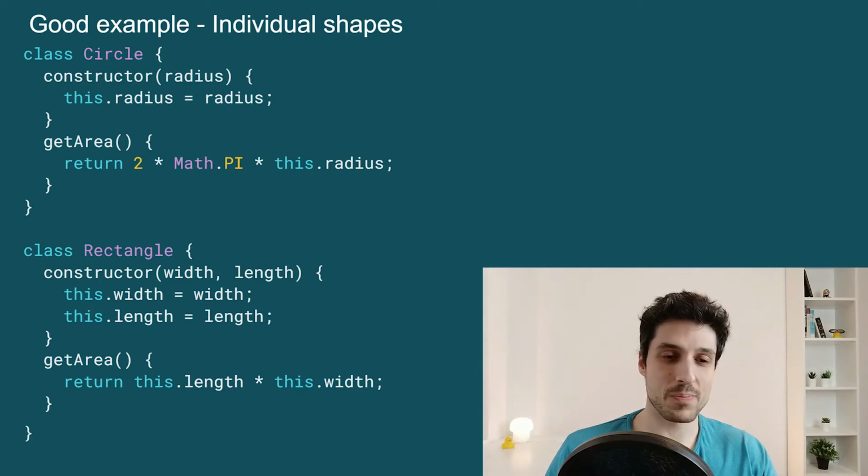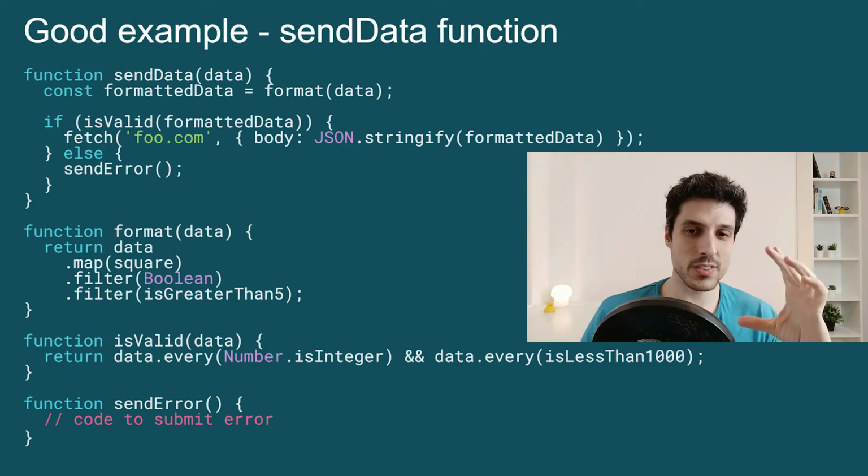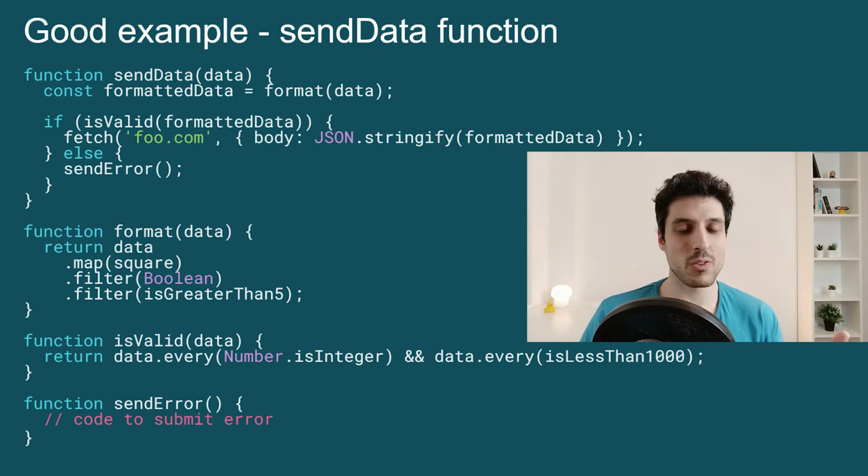Back to send data. So here's the good example. And if you look at the send data function, it kind of reads like English. So it says constant formatted data equals the result of format data. It's like English. If the data is valid, send a network request. Otherwise, send the error. And then, yeah, so that's the main function, send data.